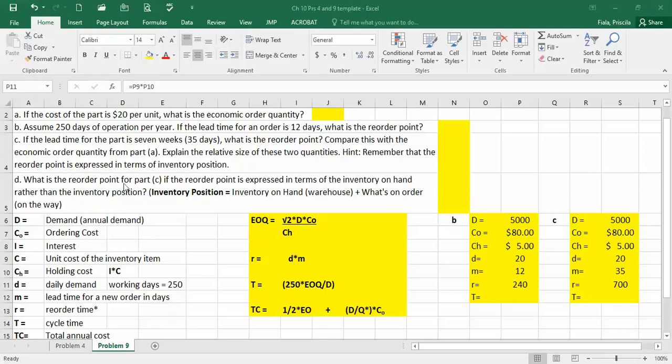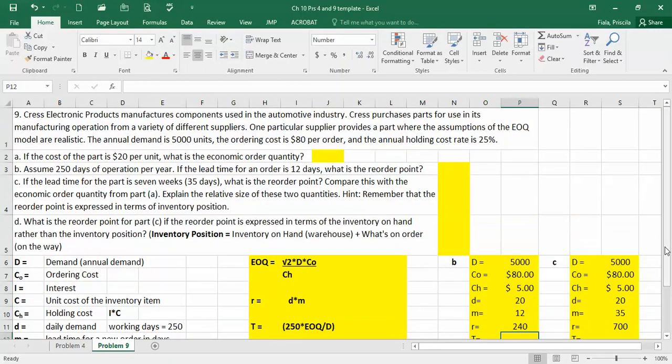So part D is going to ask you what is the reorder point for part C if the reorder point is expressed in terms of inventory on hand, which means they want to know this part only. So let's go ahead and calculate A, B, and C so I can expand a little more on part D. Your cycle time right here is going to be this formula over here. So it's going to be your 250 working days times, oh, I need to calculate my EOQ first. Sorry about that. So let's go ahead and do it together.